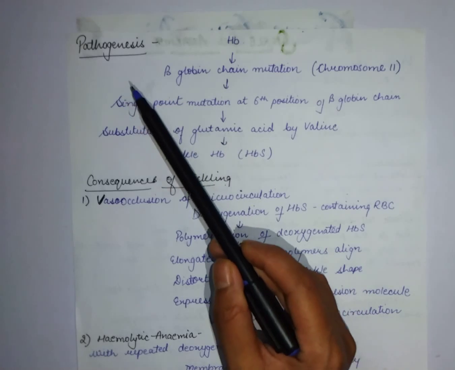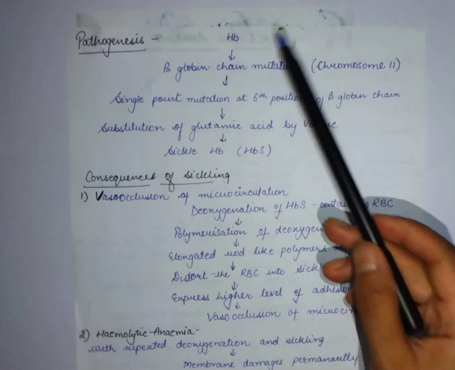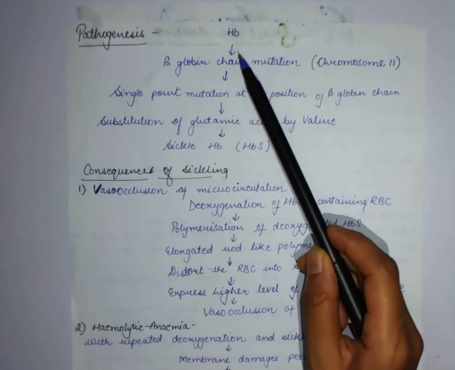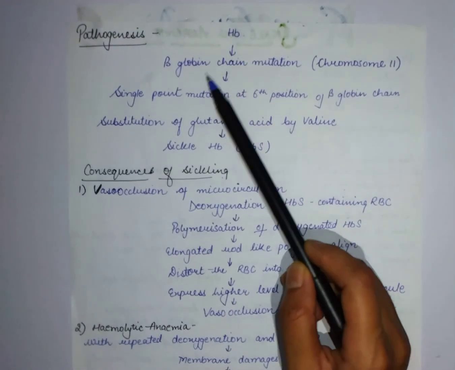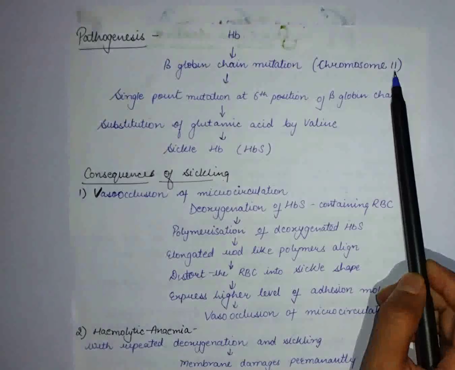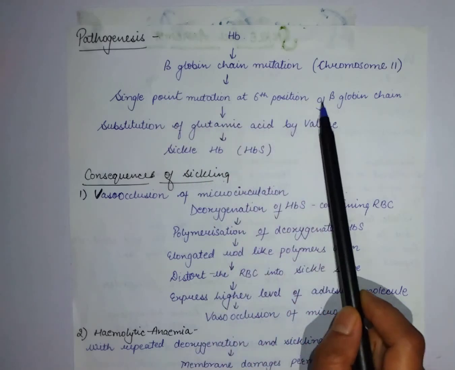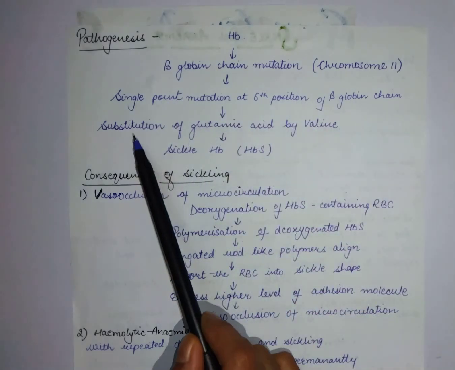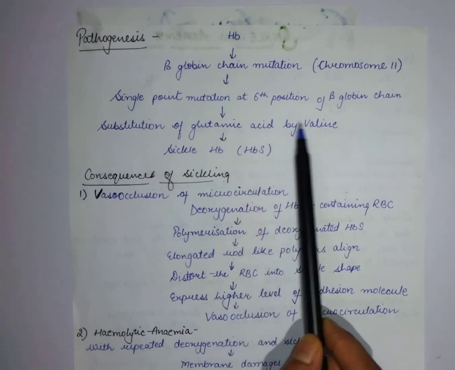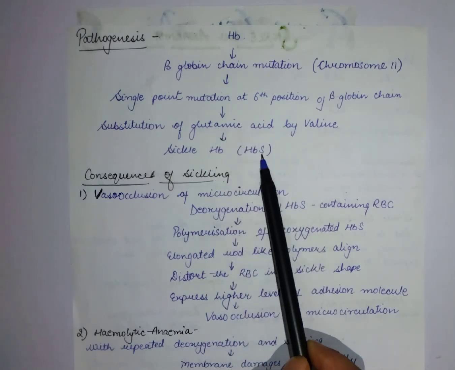Now comes the pathogenesis of sickle cell anemia. First of all, there is hemoglobin, which has two units, alpha unit and beta unit. In the beta globin chain, there is a mutation at chromosome number 11. In this, there is a single point mutation at the 6th position of the beta globin chain, in which there is substitution of glutamic acid by valine, which leads to sickle cell anemia, that is hemoglobin S.